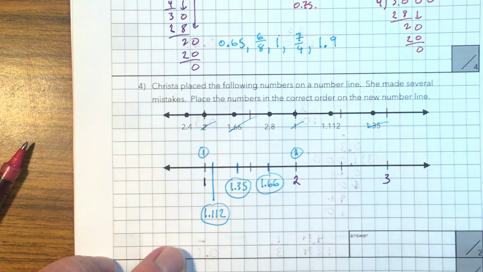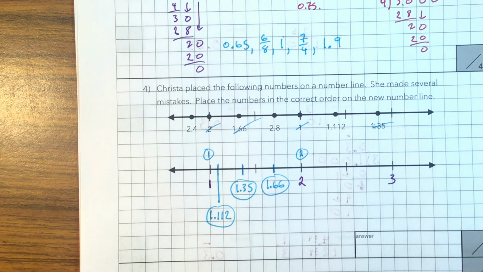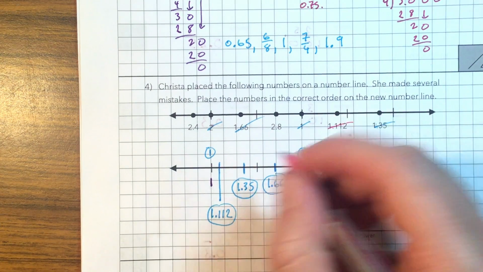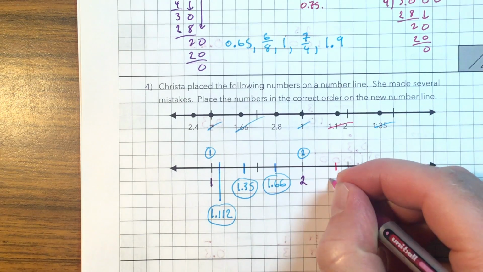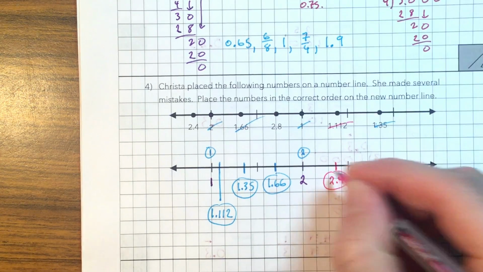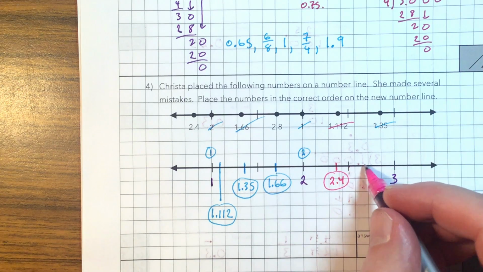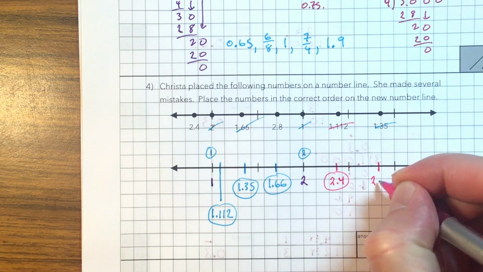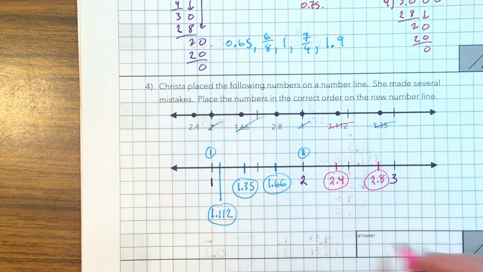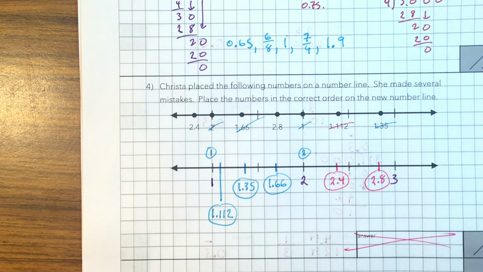Done with that one. Then we've got 2.4 and 2.8. Oh, we did this one as well. 2.4, well, this would be 2.5, and 2.4 would be a little less than that, so it would be right there. There would be 2.5, 2.6, 2.7, 2.8 would be much closer to 3. Done. This answer box is useless.